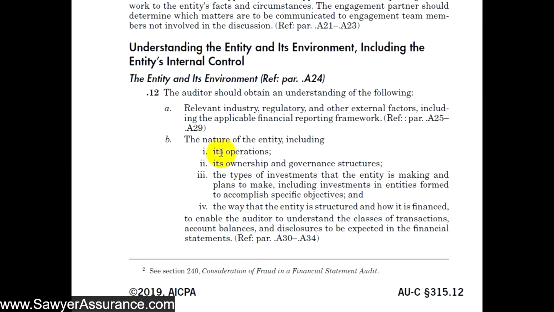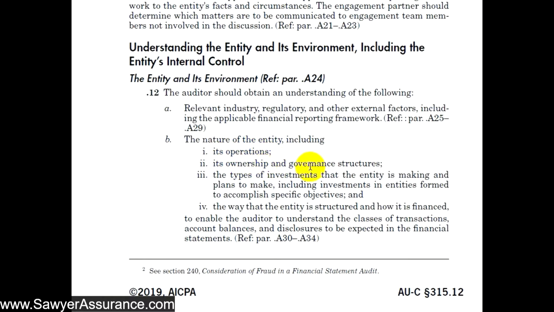For instance, with the operations, we would understand the type of entity and perhaps what revenue and expense accounts we might expect to see in an organization. For example, the accounts of a service organization might be a lot different than the accounts of a manufacturing organization. So knowing the operations of the entity will help us understand what types of accounts we might see.